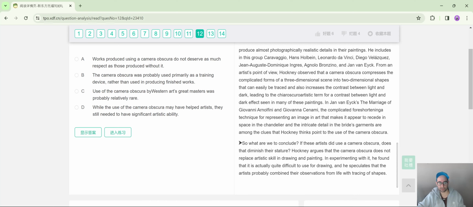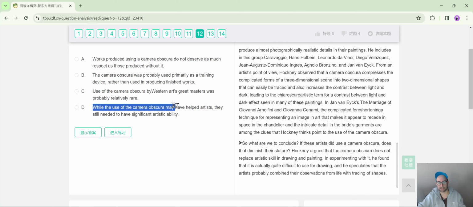Choice B, the camera obscura was probably used mainly, be careful of these kinds of words, extreme language, as a training device rather than used in producing finished works. I didn't see anything about training device, red flag. I didn't see anything about producing finished works, at least up to where I read. So no, B is wrong. Let's check C and D, right? Something about replacing artistic skills. So the use of the camera obscura by Western arts great masters was probably relatively rare. Relatively rare? Extreme language again. And they don't talk about replacing the artistic skill in drawing and painting. So no. So by way of elimination, it's D, but you want to also just check really quick.